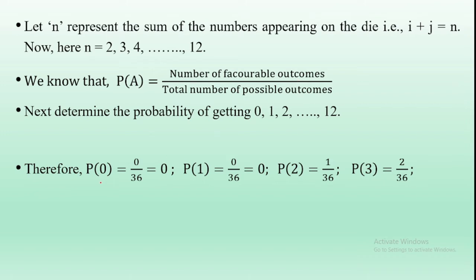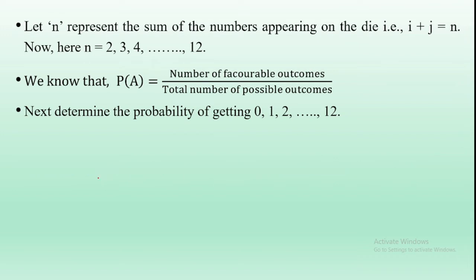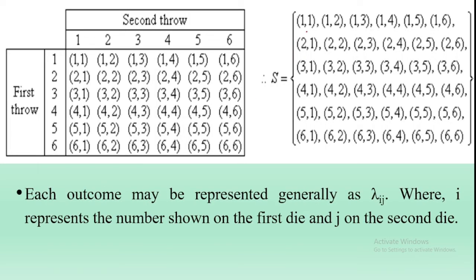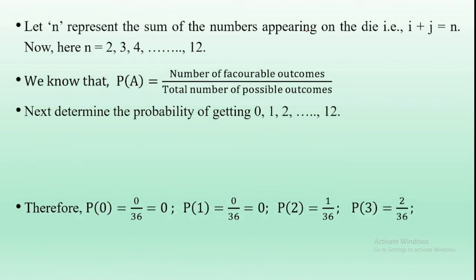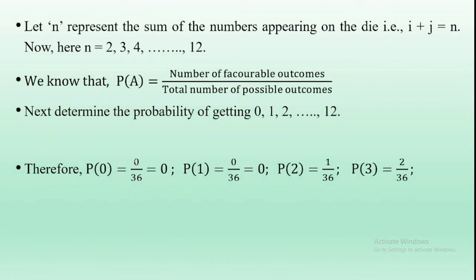First, find the probability of 0. In this sample space there is no 0 outcome. Small n is the sum of the numbers appearing on the dice, and there is no 0 sum. So the number of favorable outcomes is 0, divided by the total number of outcomes, 36. 0 by 36 is 0.